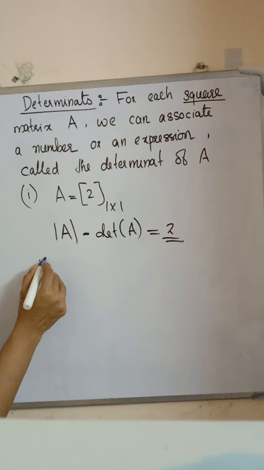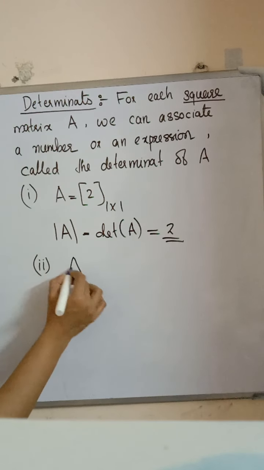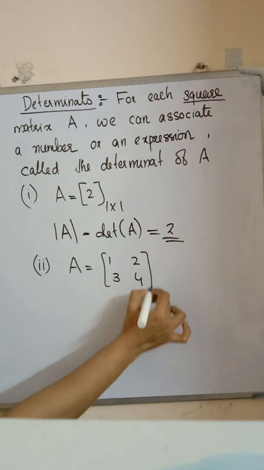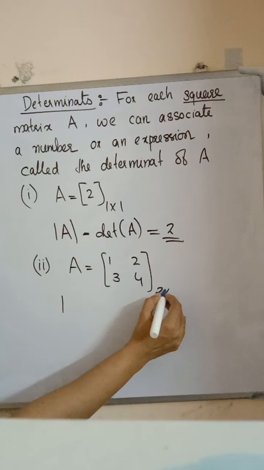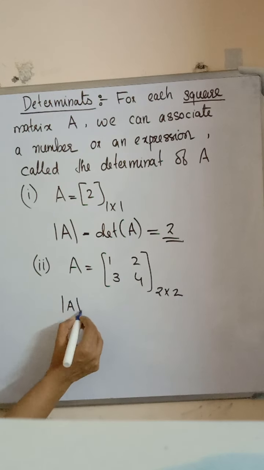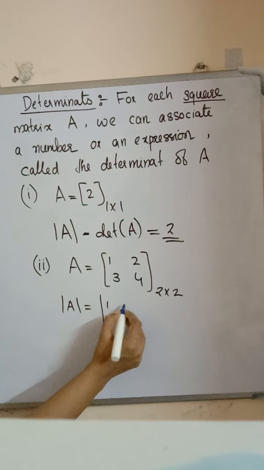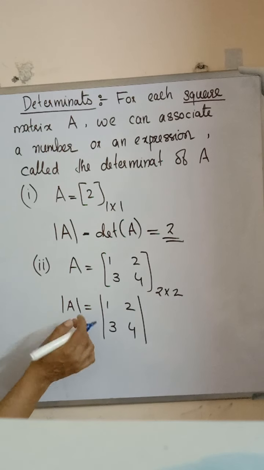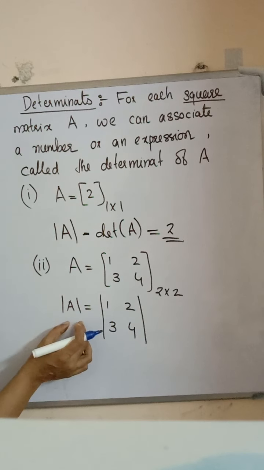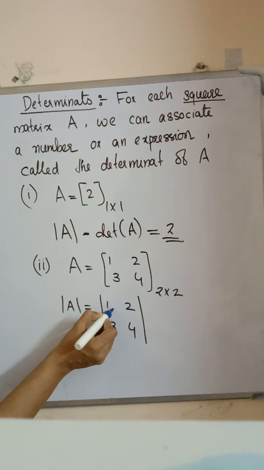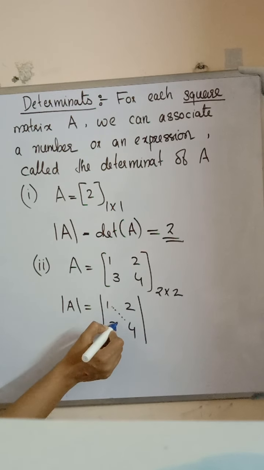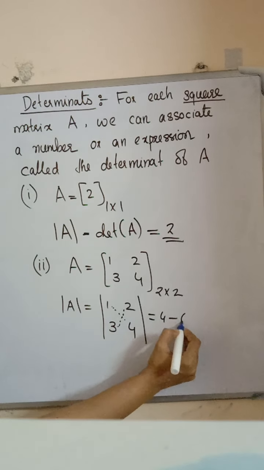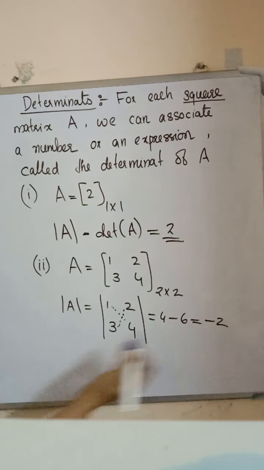Now we consider the determinant of a 2 cross 2 matrix. A is equal to the matrix 1, 2, 3, 4. Here, A is a 2 cross 2 matrix and the determinant of A equals the determinant 1, 2, 3, 4. Then we can find determinant A by multiplying 1 into 4 minus 3 into 2. 4 minus 6 equals minus 2.